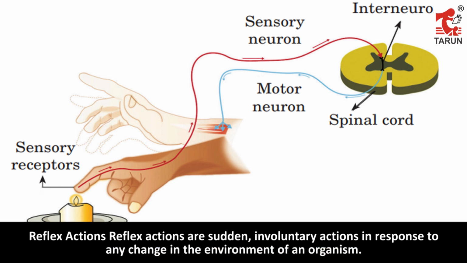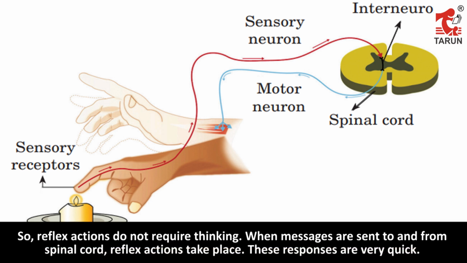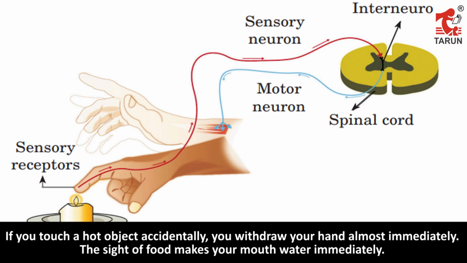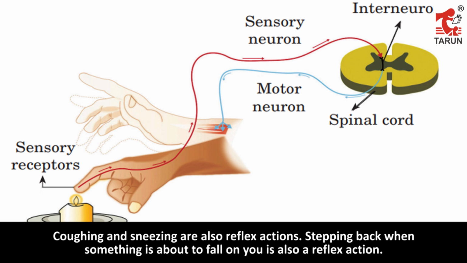Reflex actions. Reflex actions are sudden, involuntary actions in response to any change in the environment of an organism. So, reflex actions do not require thinking. When messages are sent to and from the spinal cord, reflex actions take place. These responses are very quick. If you touch a hot object accidentally, you withdraw your hand almost immediately. The sight of food makes your mouth water immediately. Coughing and sneezing are also reflex actions. Stepping back when something is about to fall on you is also a reflex action.